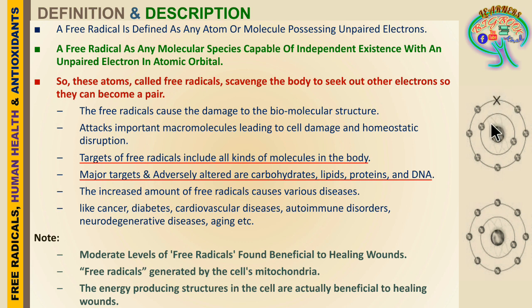So because of that, it is going to snatch an electron, or it is going to get donated to the other atom of the other molecule. So this is what is going to happen. Further, these atoms called free radicals scavenge the body to seek out other electrons so they can become a pair. That is what we have discussed here.